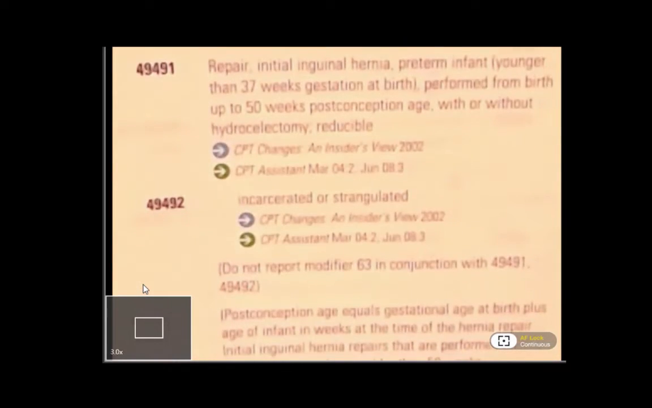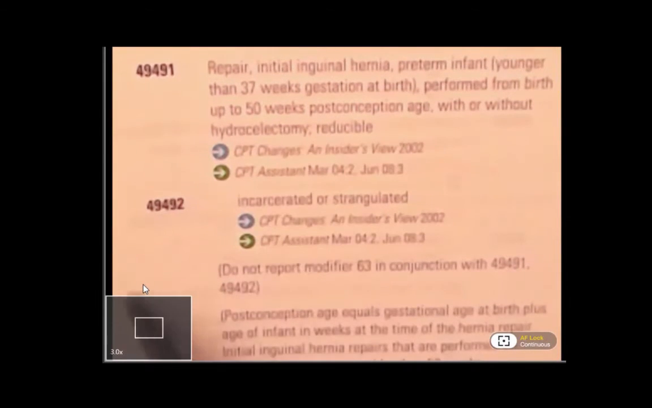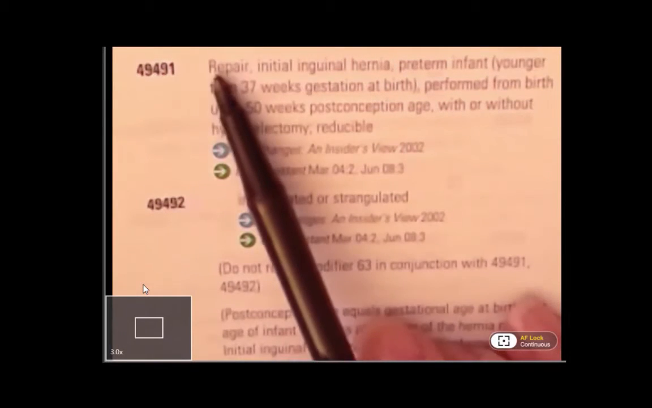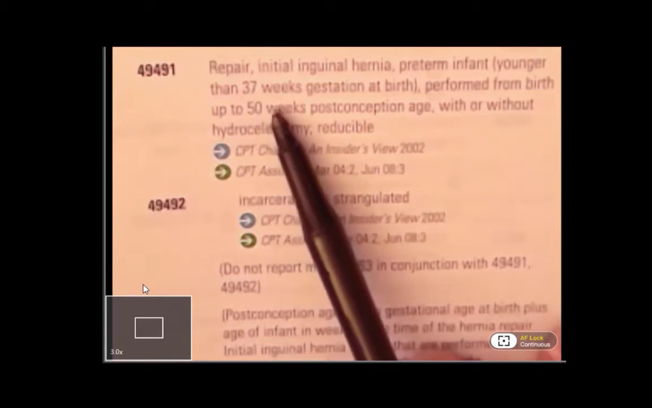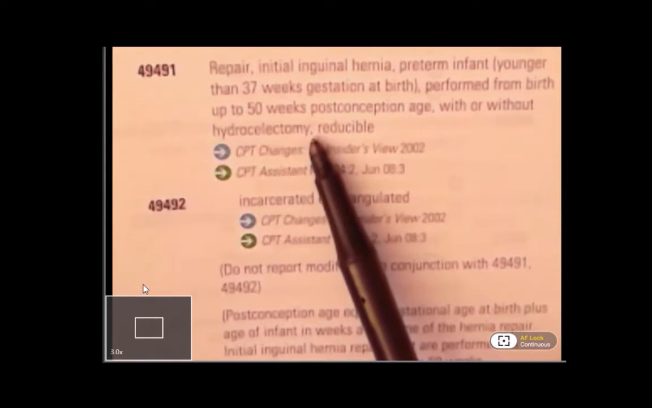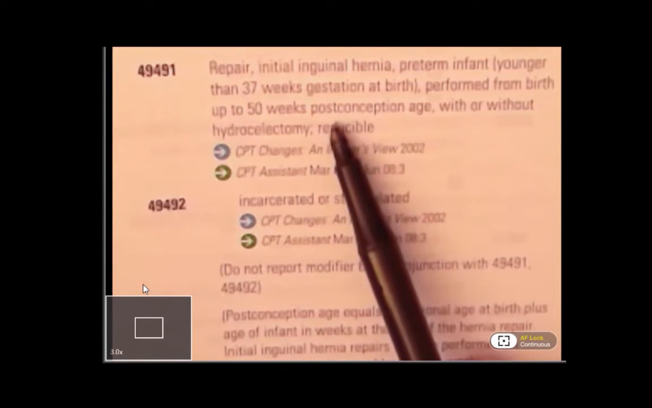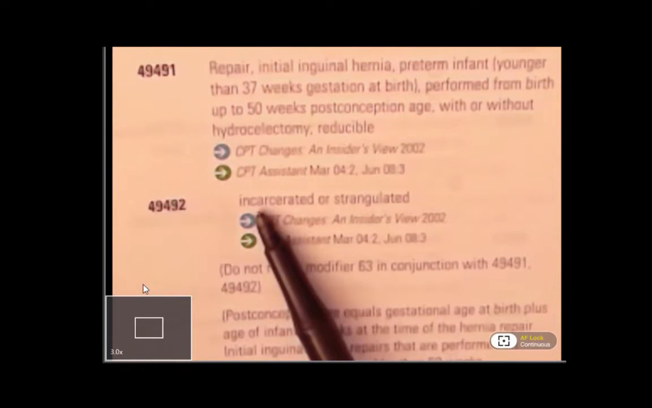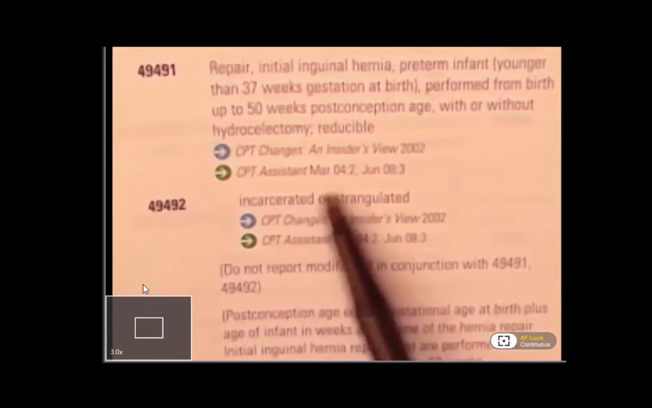And if we look at 49492, you're going to go back up here and you're going to read exactly the same until you get to the semicolon. And then instead of saying reducible, you would say incarcerated or strangulated.